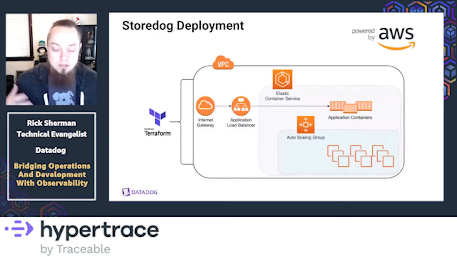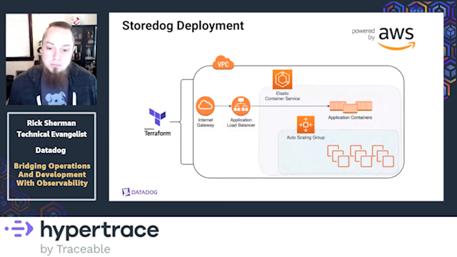And so StoreDog is a new startup. So they originally started building these things out on one developer's laptop, pushing things out with Docker Compose. But now we're in production in Amazon Web Services, and they've chosen to use Elastic Container Service with EC2.